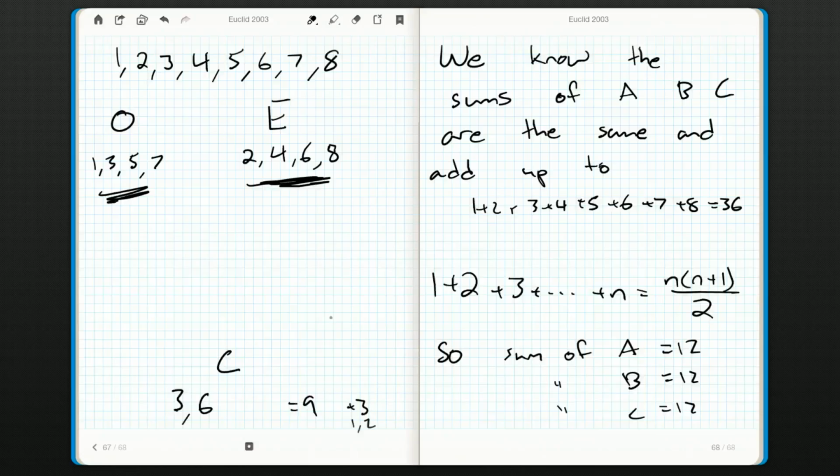Okay. And if we were to do that, if 1's off our list, 3's off our list, 6 is off our list, 2 is off our list, A would be 5 and 7, B would be 4 and 8.